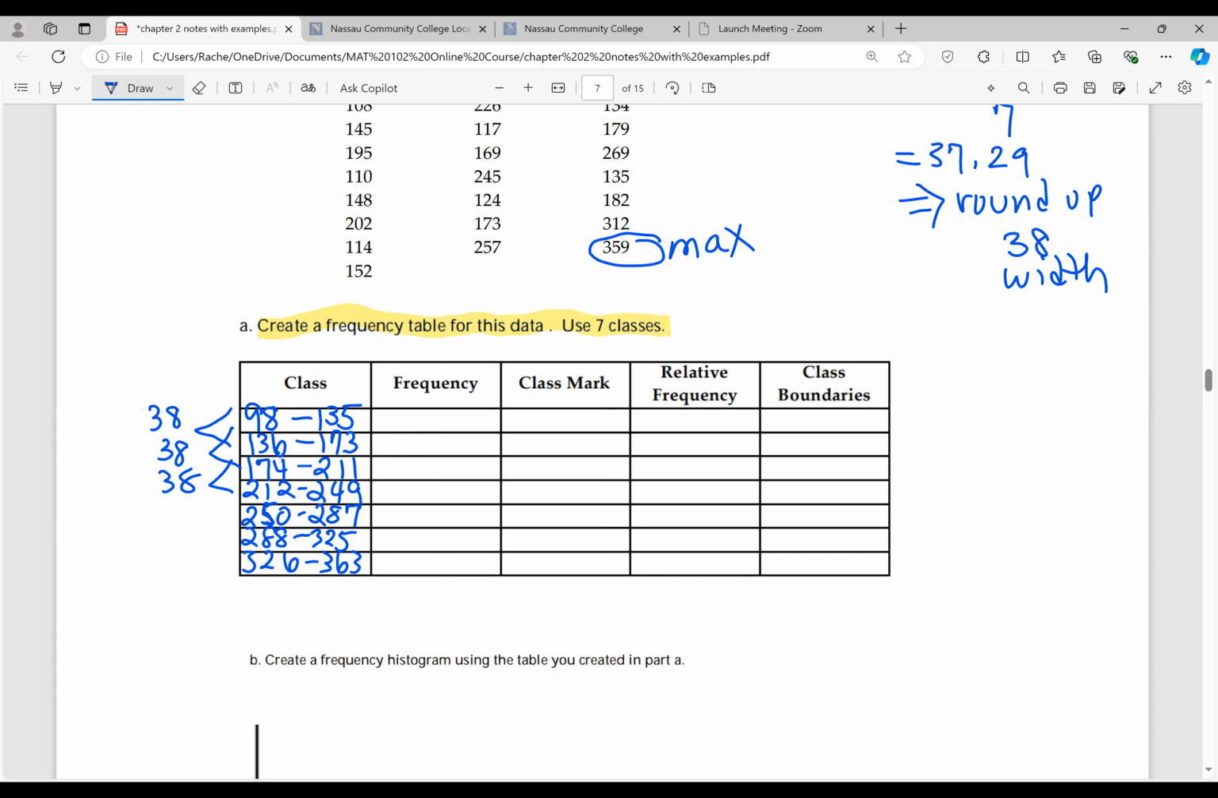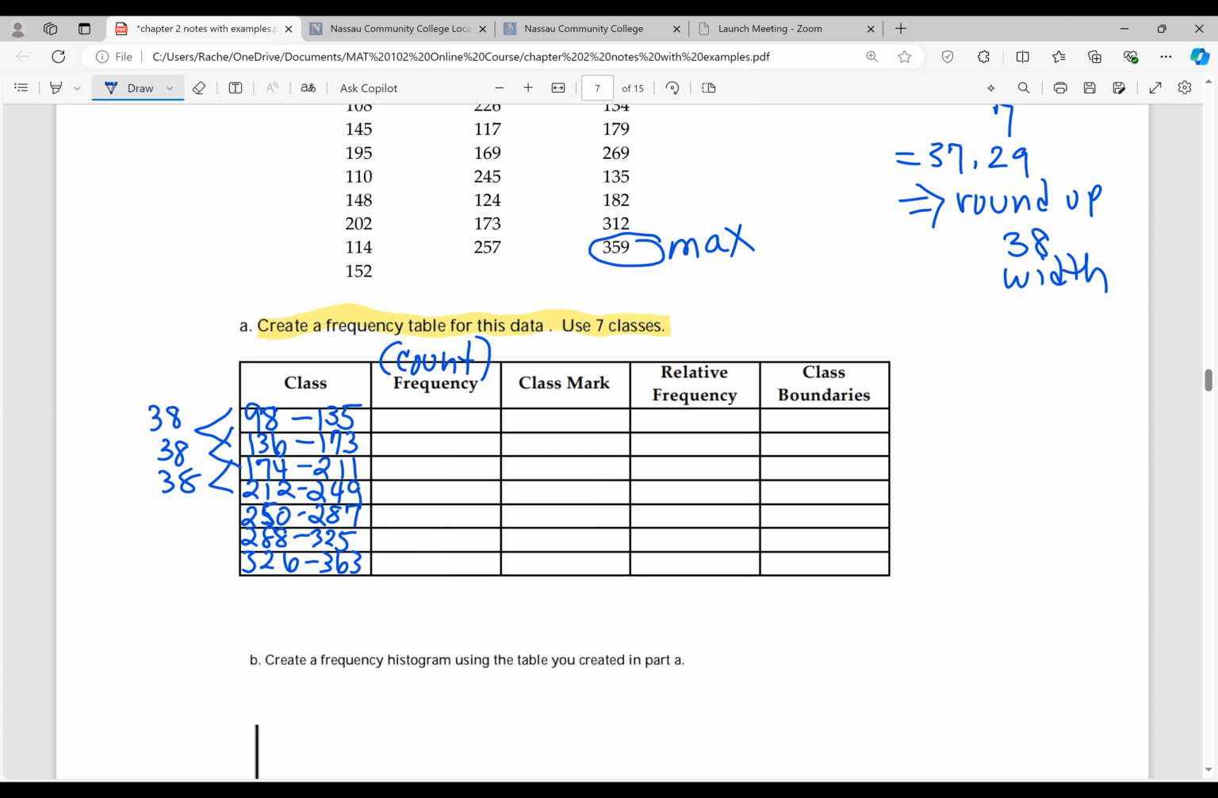Now what we're going to do is we're going to count. That's the frequency column, just like we looked at in the previous example, that frequency table that I gave you. It had a frequency. And remember, that's just how many data values are in each class. So you could think of frequency as count.